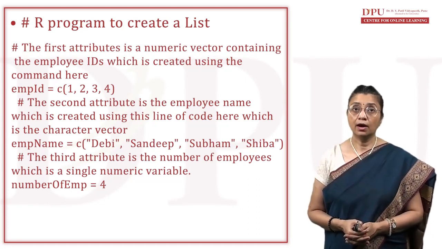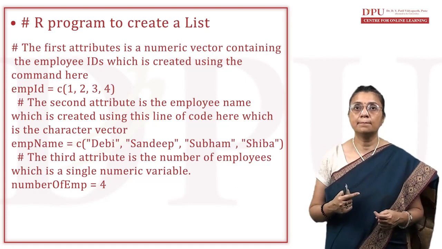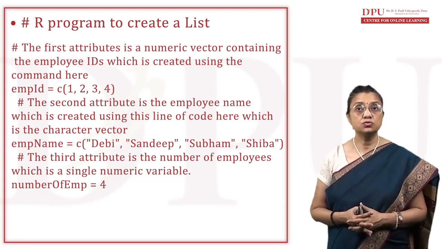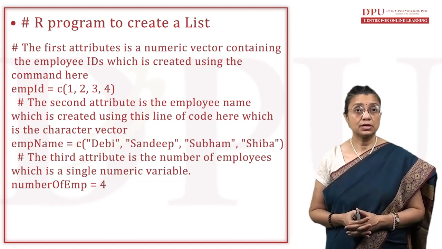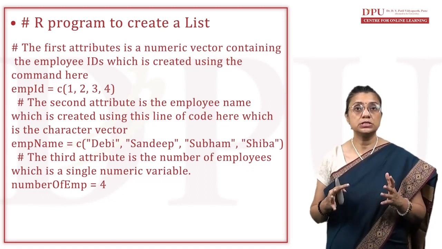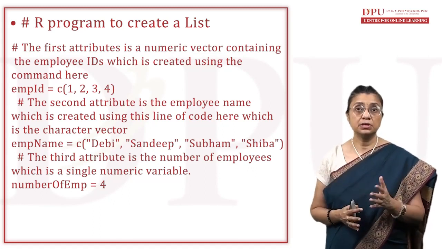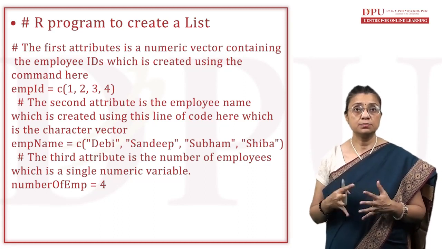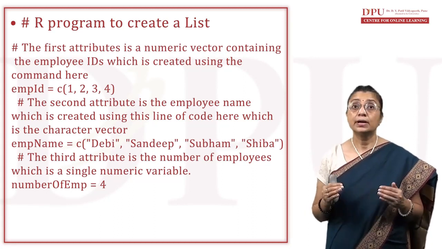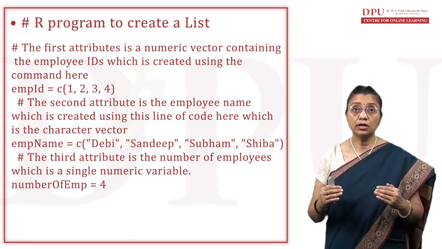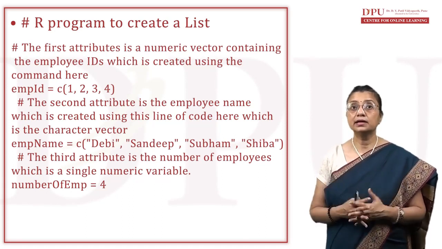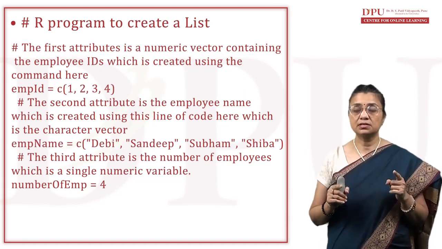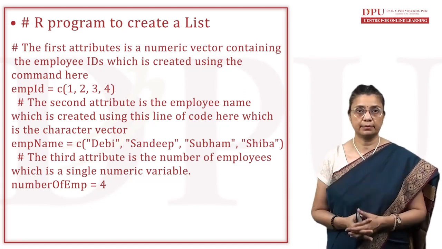Now, the second attribute is the employee name, which is created using this line of code here, which is the character vector. So you can see employeeName equals c, and within brackets, Devi, Sandeep, Shubham, and Shiva. So these are the 4 names, but this is not a numeric vector. This is a character vector. Why am I calling it a character vector? Because this vector is holding the character data type.